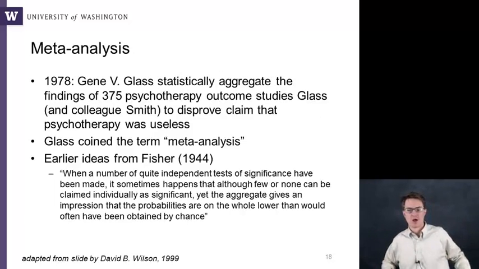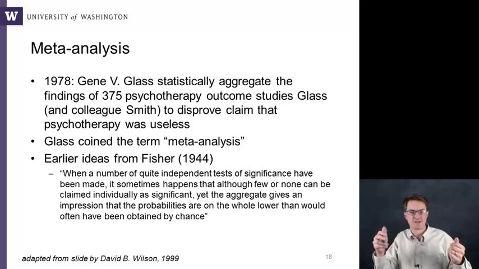The other notion we mentioned in talking about publication bias was the idea of a meta-analysis. This is looking back over previous studies and combining their results. In 1978, Glass statistically aggregated the findings of 375 psychotherapy studies to disprove a claim that psychotherapy was useless. And this was the coining of the term meta-analysis.